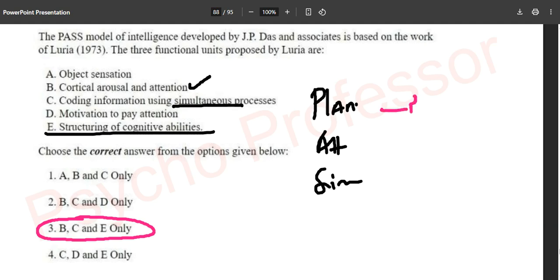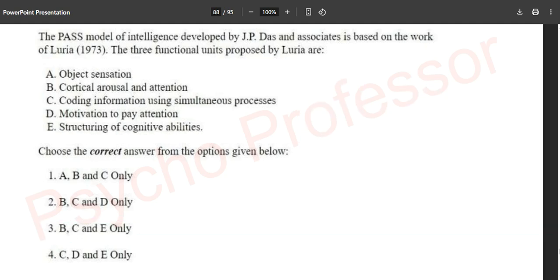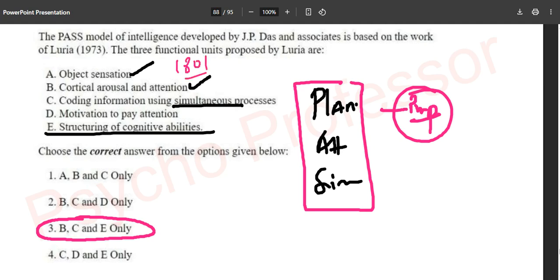So this is an important theory which has been repeated n number of times in your examination. So make sure that you study this PASS model from the C book or from any general psychology book that you are having. Okay, object sensation has to do with psychophysics, and who is the father of psychophysics? We have already discussed in the previous video. That is G. Fechner, born in 1801. Okay, so this is for your psychophysics.